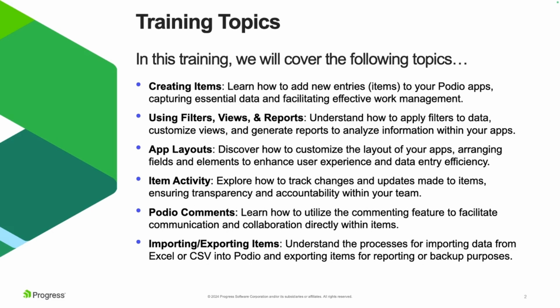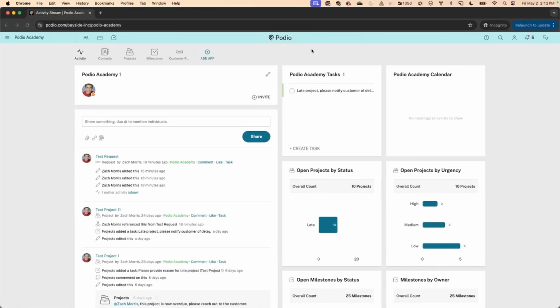We'll talk about the item activity. How do we track changes and updates made to items, making sure that everybody is in sync with what is going on with all of our work. We'll talk for just a quick second about Podio comments, learning how to use those, @mention people and really collaborate effectively. And then finally, we'll cover real quick just the ability to import and export items. So something that's really cool in Podio, especially as you're getting started with building your apps and adding items, is you have the ability to import and export data into a Podio app via an Excel or CSV file. So let's go ahead and get started.